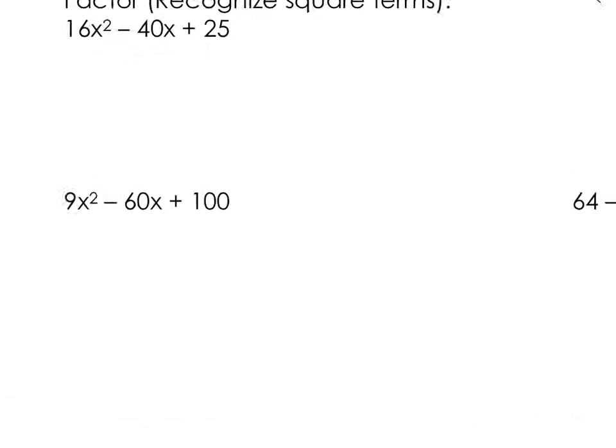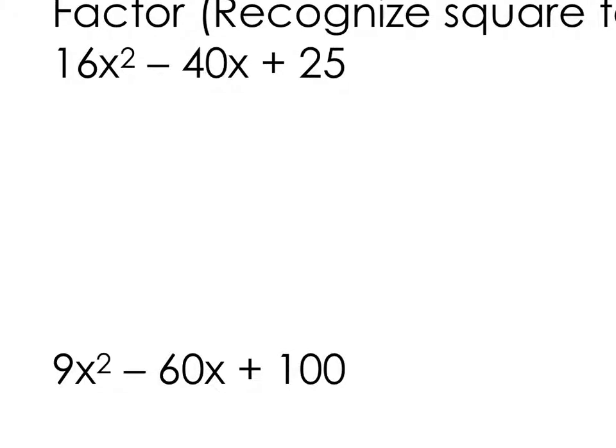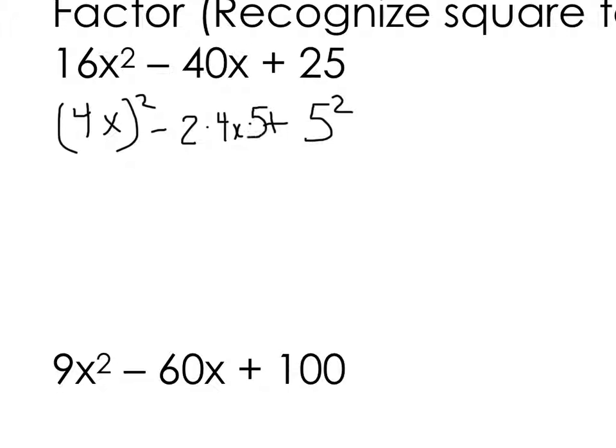So let's factor and see if we can recognize these. 16x squared minus 40x plus 25. Oh, this is a little bit harder because that's the quantity 4x squared, and that's 5 squared. So the question is, is this 2 times 4x times 5? 8 times 5 is 40. 40x, it sure is. So this is 4x minus 5 squared.